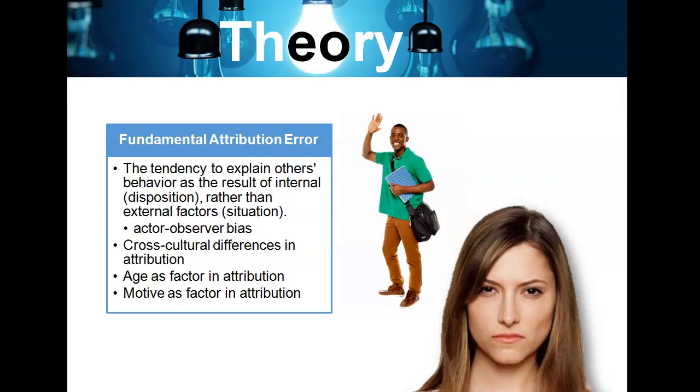So the fundamental attribution error is so important. It's the tendency that when other people do something, when other people behave a certain way, we almost always attribute it to internal or dispositional attributions. Whereas when we are doing something, it's more external.